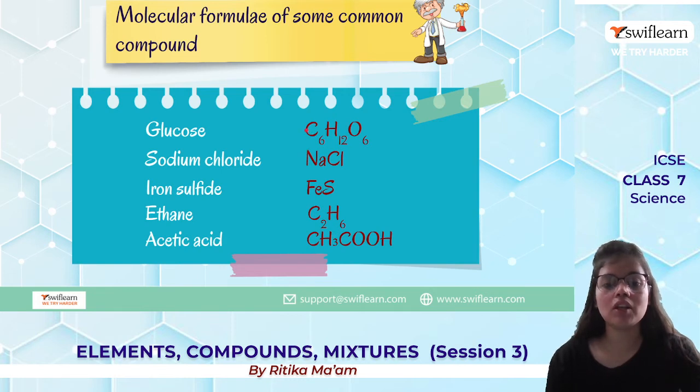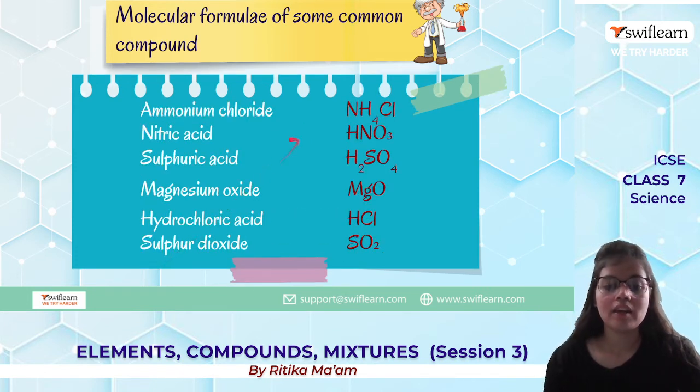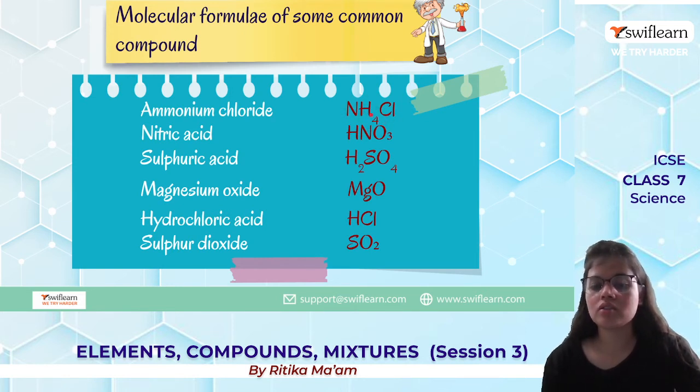Here are some common molecular formulas you can see. Glucose C6H12O6, sodium chloride NaCl, iron sulfide FeS, ethane C2H6, acetic acid CH3COOH, ammonium chloride NH4Cl, so that means 1 nitrogen, 4 hydrogen and 1 chlorine. Similarly, nitric acid HNO3, sulfuric acid H2SO4, 2 hydrogen, 1 sulfur and 4 oxygen. Magnesium oxide MgO, hydrochloric acid HCl, sulfur dioxide SO2.